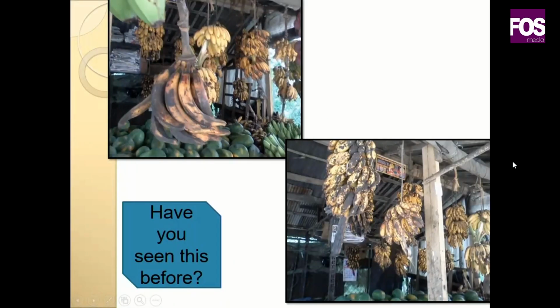Good afternoon. I am Aruna. Have you seen this type of banana in the market? Banana is having this type of lesions due to post-harvest anthracnose. That is a very tedious disease caused at the post-harvest stage that reduces the quality of banana in local and international markets.